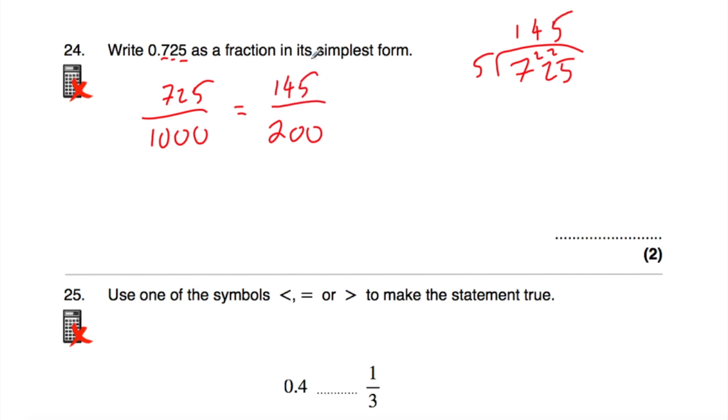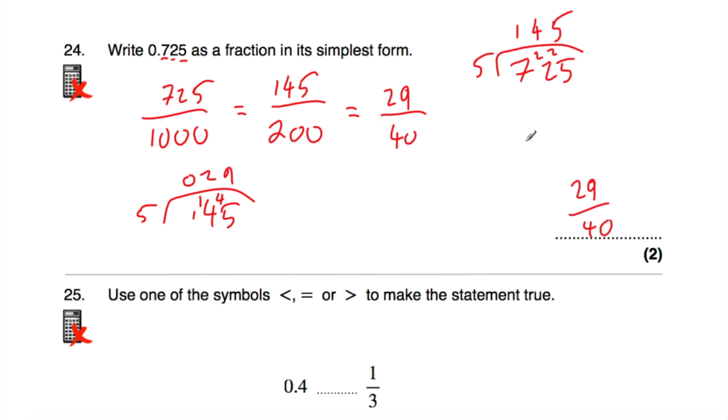Now again, both of these numbers are divisible by 5, so let's divide by 5 again. How many 5s go into 200? That's going to be 40, because 40 times 5 is 200. And now we need to do 145 divided by 5 and see what we get. How many 5s go into 1? 0, remainder 1. How many 5s go into 14? That's 2, remainder 4. And how many 5s go into 45? That's 9. So it's going to be 29/40. And that's it.